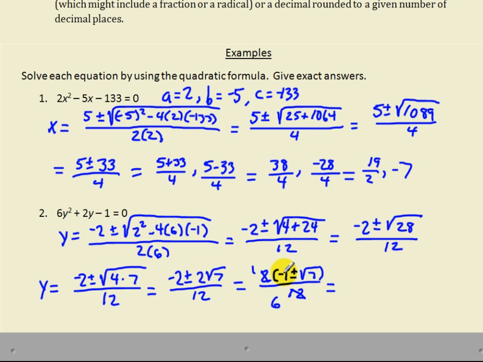So now we have negative 1 plus or minus the square root of 7 over 6, and we can write that in two separate forms. So negative 1 plus the square root of 7 over 6, and negative 1 minus the square root of 7 over 6. And there we have our exact answer.